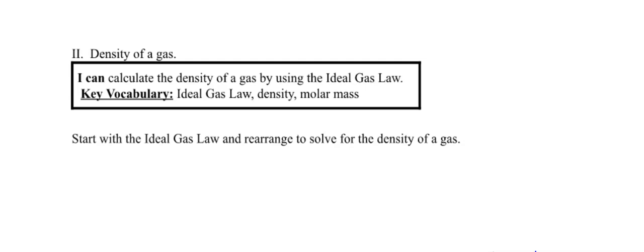Anyway, what are we doing today? We are determining the density of a gas, and what we're going to do is use the ideal gas law. Remember PV = nRT from the last one? We're going to rearrange PV = nRT into a density formula. We're going to start with the ideal gas law and rearrange it for density.